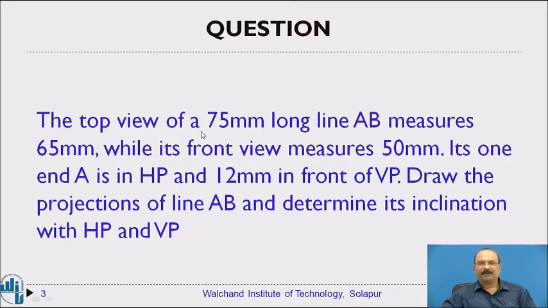The top view of a 75 millimeter long line AB measures 65 millimeter, while its front view measures 50 millimeter. Its end A is in the HP and 12 millimeter in front of VP. Draw the projection of line AB and determine its inclination with HP and VP. Here also he has not given any angles, only the dimensions of the line. The important thing to understand is that no angles are given in this problem.